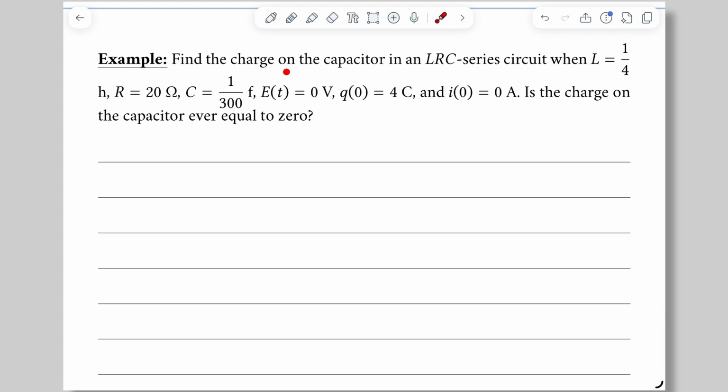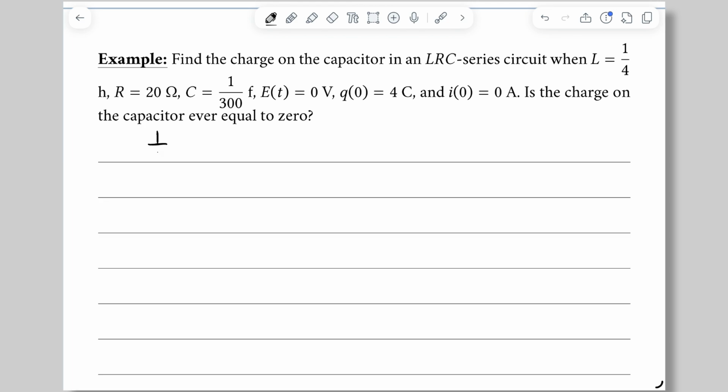Find the charge on the capacitor in an LRC series circuit when the inductance L is equal to 1/4 of a Henry, the resistance R is equal to 20 ohms, the capacitance is 1/300 farads, and the impressed voltage is 0. We have initial conditions. q(0) is equal to 4 coulombs, and i(0) is equal to 0 amps. And then we're asked if the charge on the capacitor is ever equal to 0.